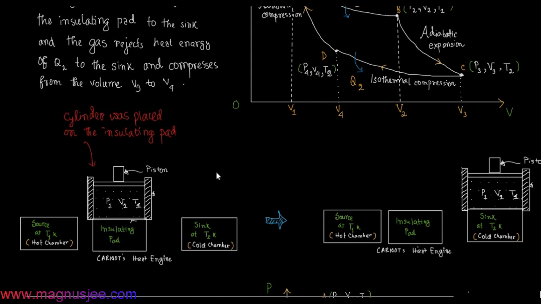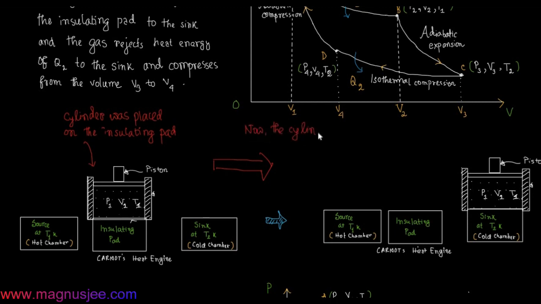And now for this isothermal compression, the cylinder is moved to the sink such that the base of the cylinder is in contact with the sink. The cylinder at the temperature T2 Kelvin is moved to the sink at the same temperature T2 Kelvin such that the base of the cylinder is in contact with the sink at the same temperature.